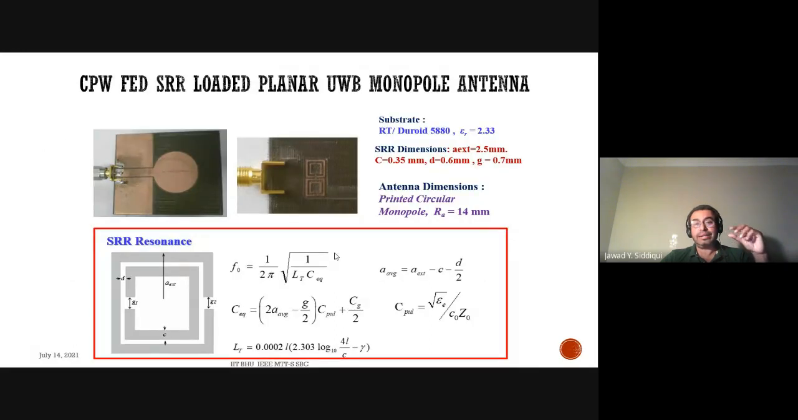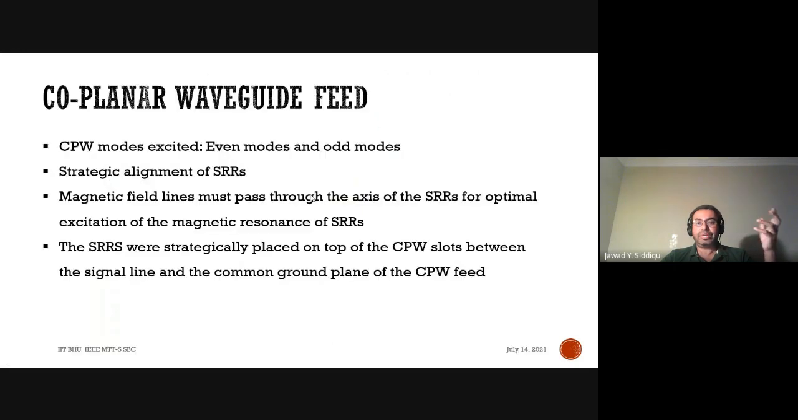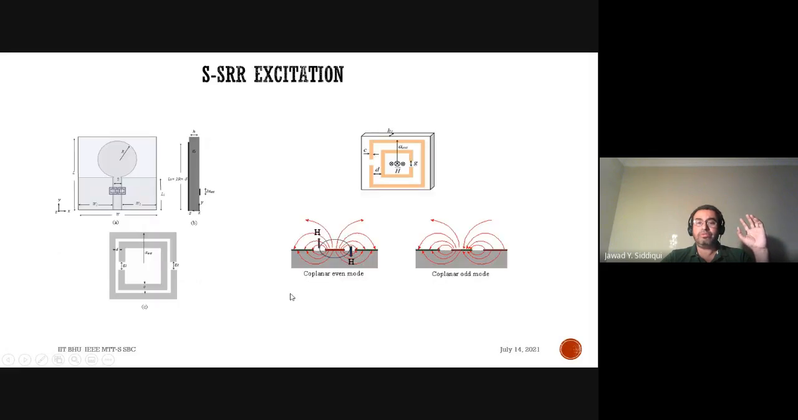The strategic alignment of the SRR becomes critical, because when you align the SRR in such a way that it maximizes the magnetic field passing through the axis of the SRR, that is when there will be circulating currents in the conducting rods of the SRR, which will provide the magnetic resonance and filter out the frequency. So the magnetic field lines must pass through the axis of the SRR for optimal excitation of the magnetic resonance of SRRs. The SRRs were strategically placed on top of the coplanar waveguide slots between the signal line and the common ground plane of the coplanar waveguide feed.